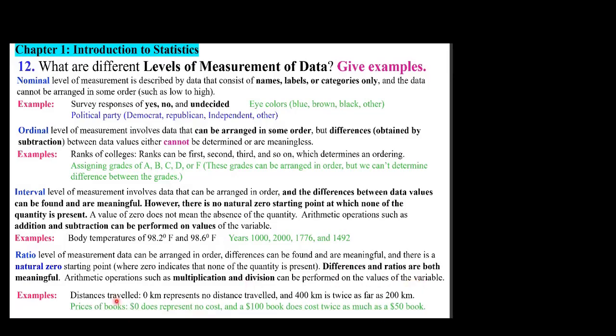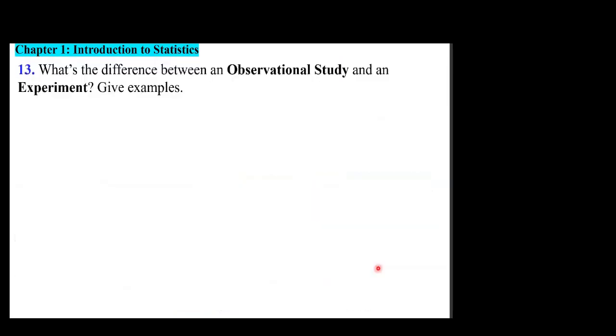Examples: distance traveled. 0 kilometer represents no distance traveled, and 400 kilometers is twice as far as 200 kilometers. Prices of books. $0 does represent no cost, and a $100 book does cost twice as much as a $50.